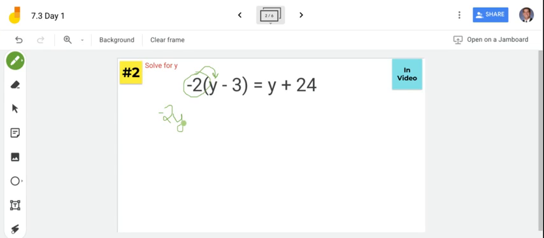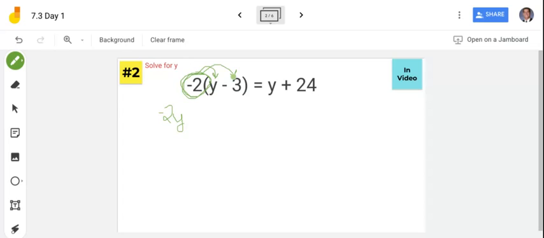Now, pay very, very careful attention here. Please don't mess this up. It is negative 2 times, what is this term? Not 3. That term right there is negative 3. So I have a negative 2 times a negative 3.